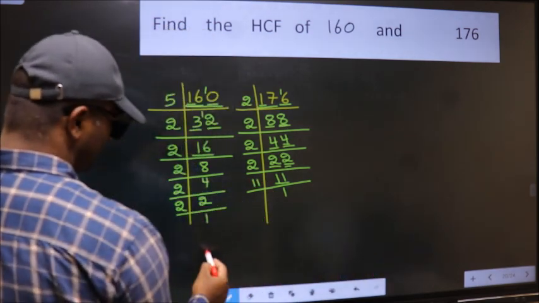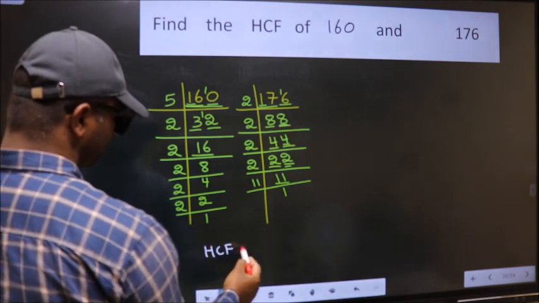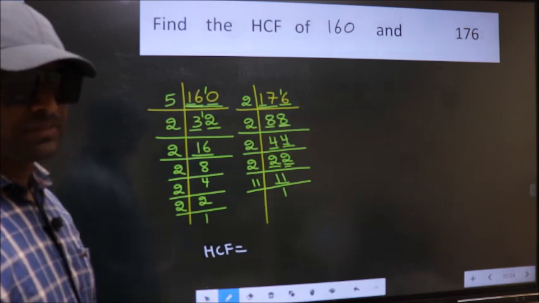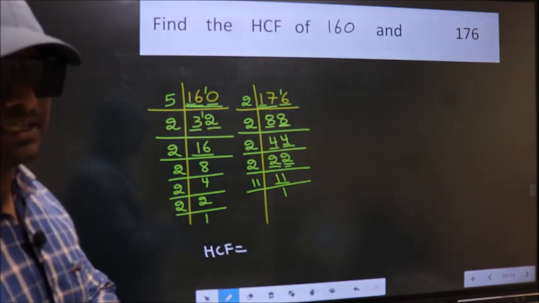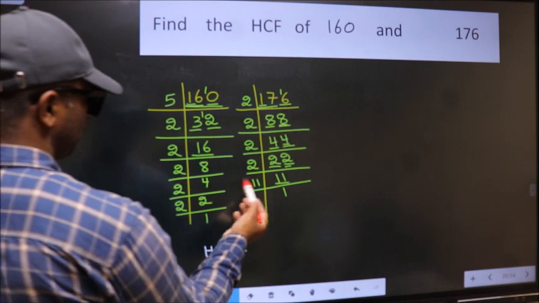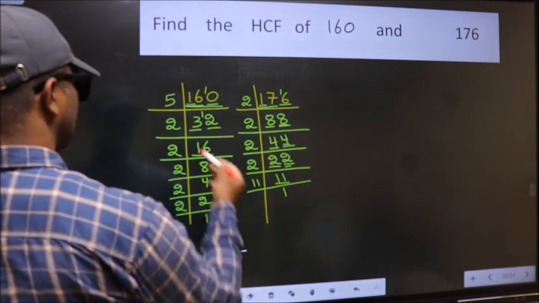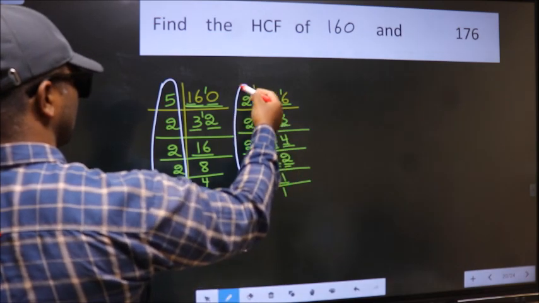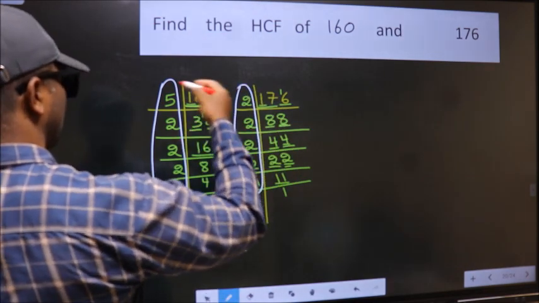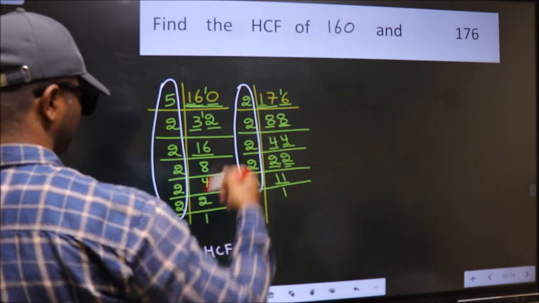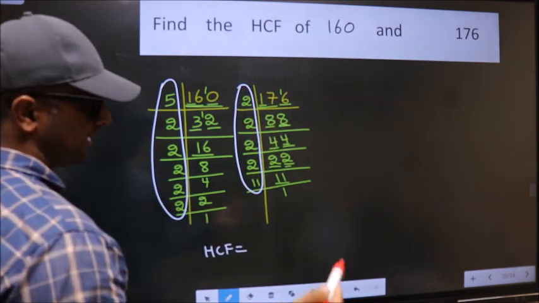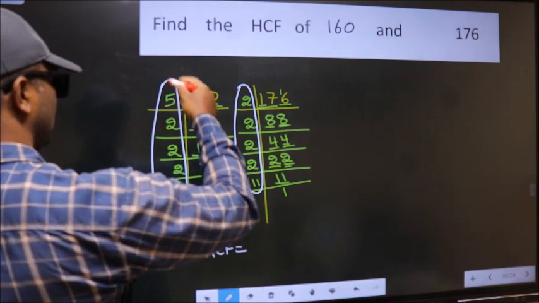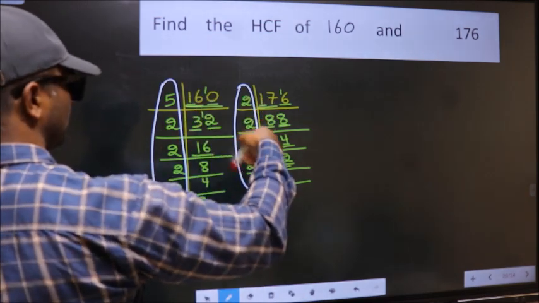Therefore, our HCF is the product of the numbers which should be present in these two places, that is here, and also here, and here. So now let us find the numbers which should be present here and here.